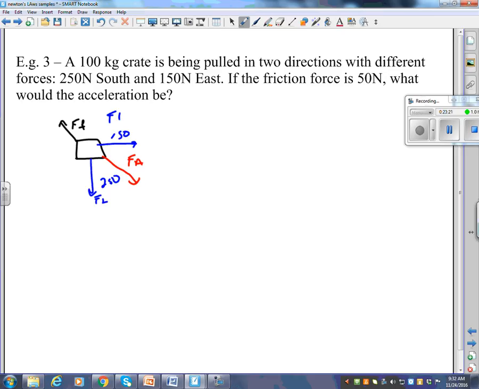So FA, the applied force, is the sum of the 150 and the 250. Is it 400? No. What do you have to do? Pythagoras. So FA squared is equal to F1 squared plus F2 squared.